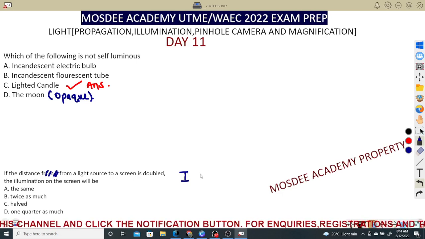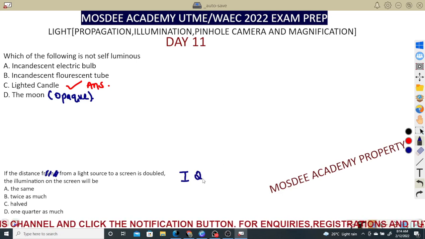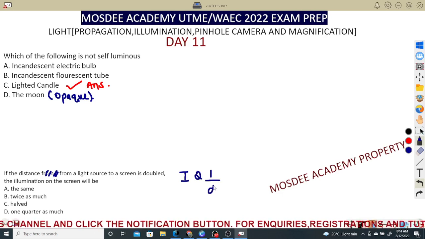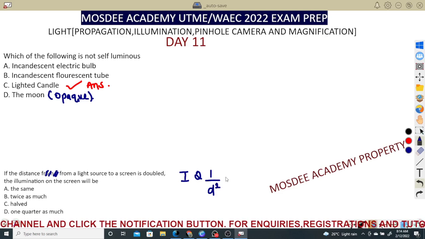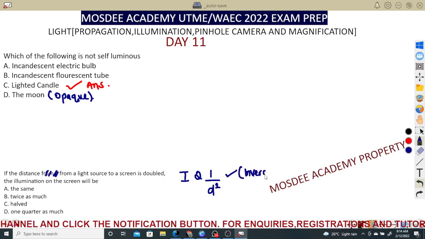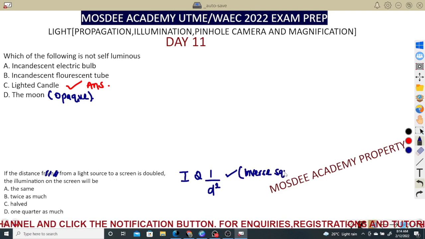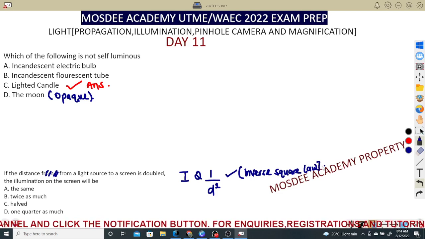We are talking about illumination of light. Now, let it be known that illumination of light is said to be inversely proportional to the square of distance. Illumination of light also obeys what we call the inverse square rule. Inverse square law. I'm just writing this for those that are seeing this for the first time.